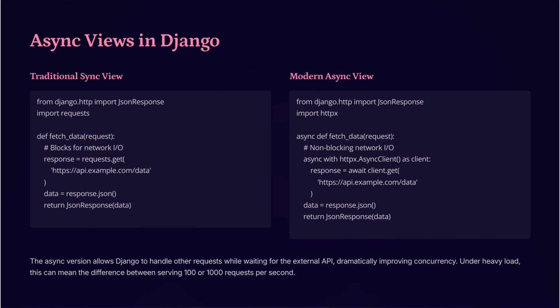Async views in Django enable non-blocking network I/O, allowing the server to handle other requests while waiting for external application programming interfaces. Using httpx.AsyncClient, the async version significantly improves concurrency, potentially increasing request handling from 100 to 1,000 per second under heavy load. This is crucial for building efficient, scalable applications.